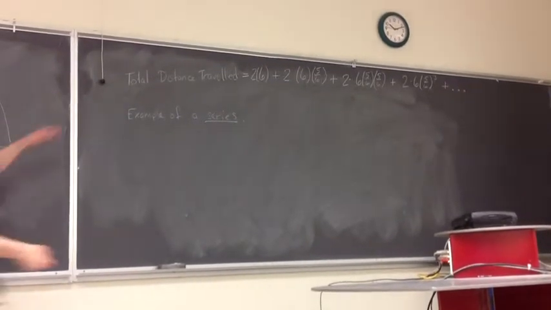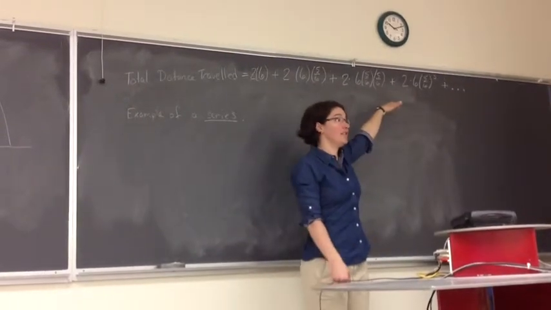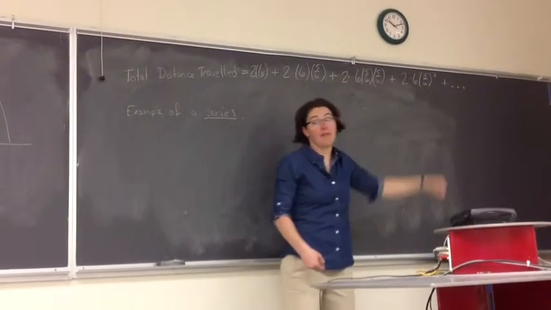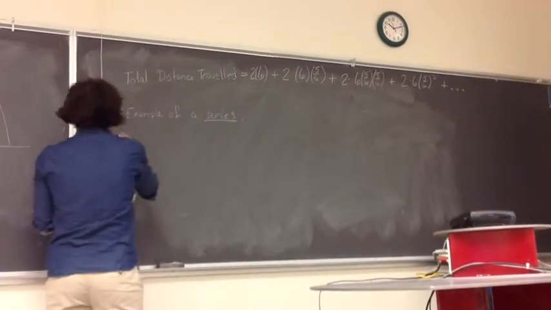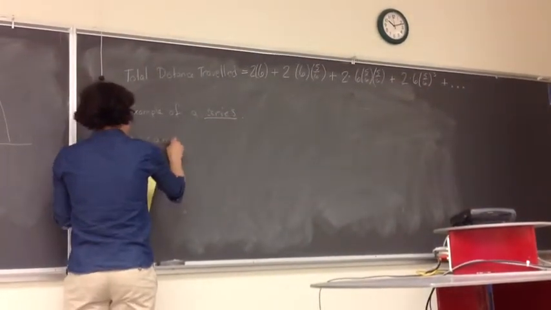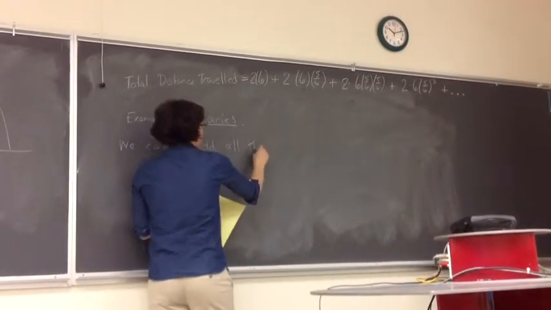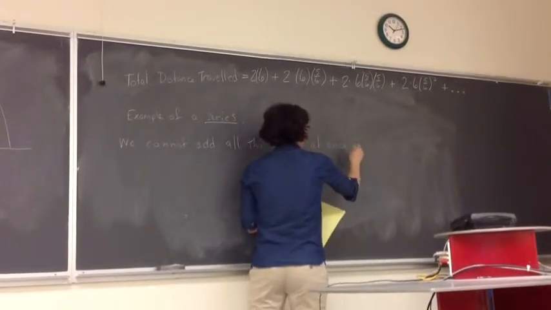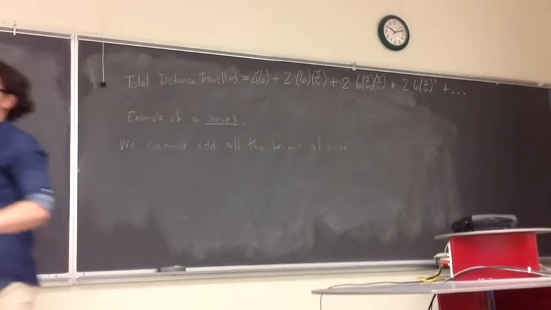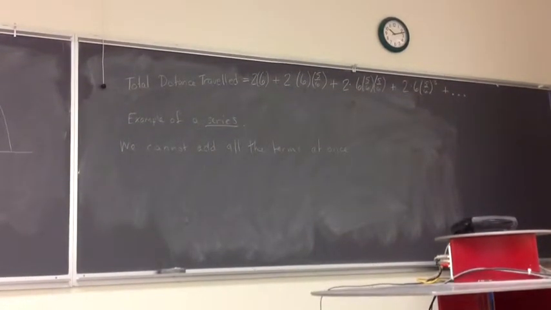Okay, so our goal is to figure out a way to find the total distance bounced or traveled by the ball. All right, so we cannot add all the terms at once, right? If we could add all the terms at once, that would mean we could add an infinite number of numbers, bam, all at once, and that's going to be a problem.